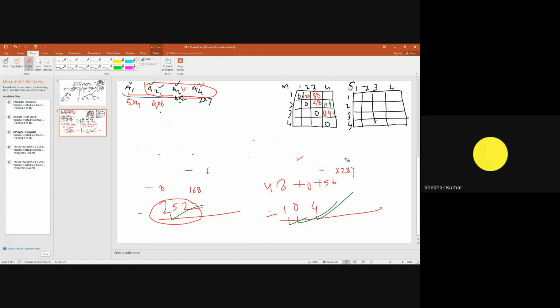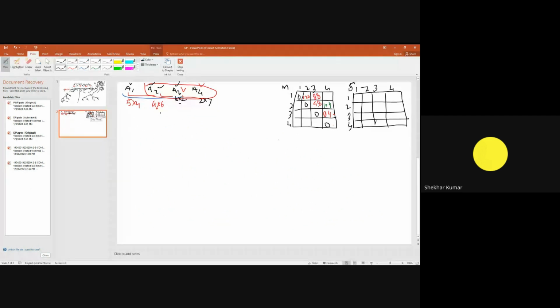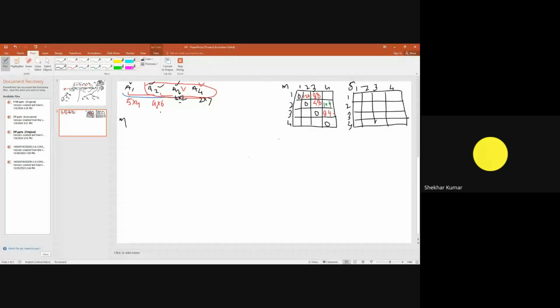And the sub-problem solution is already stored in the table. In the table, you can see the solution. Okay. So the last approach is, I am multiplying A1 to A4, all the matrices.